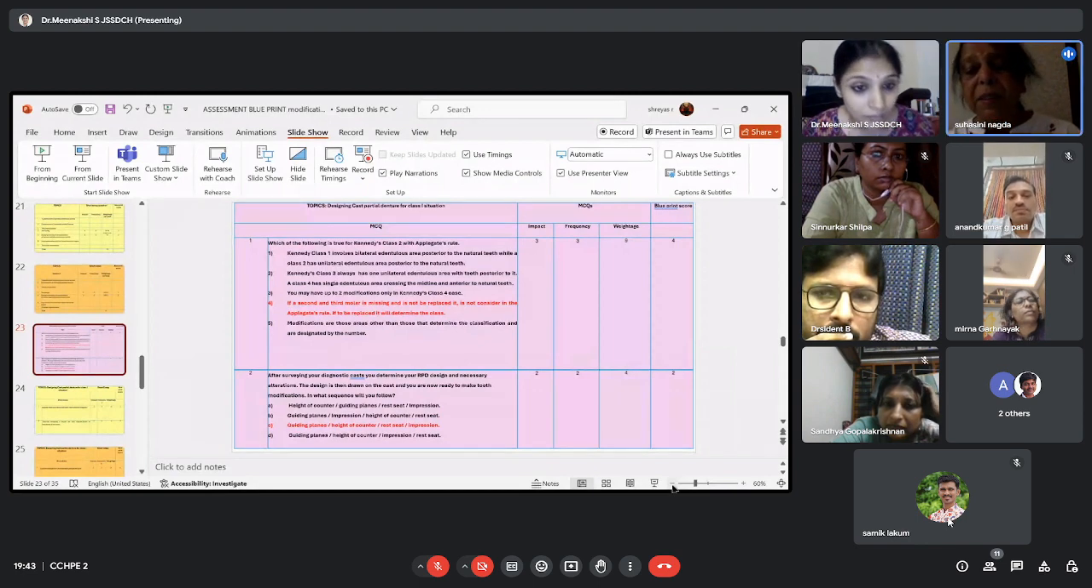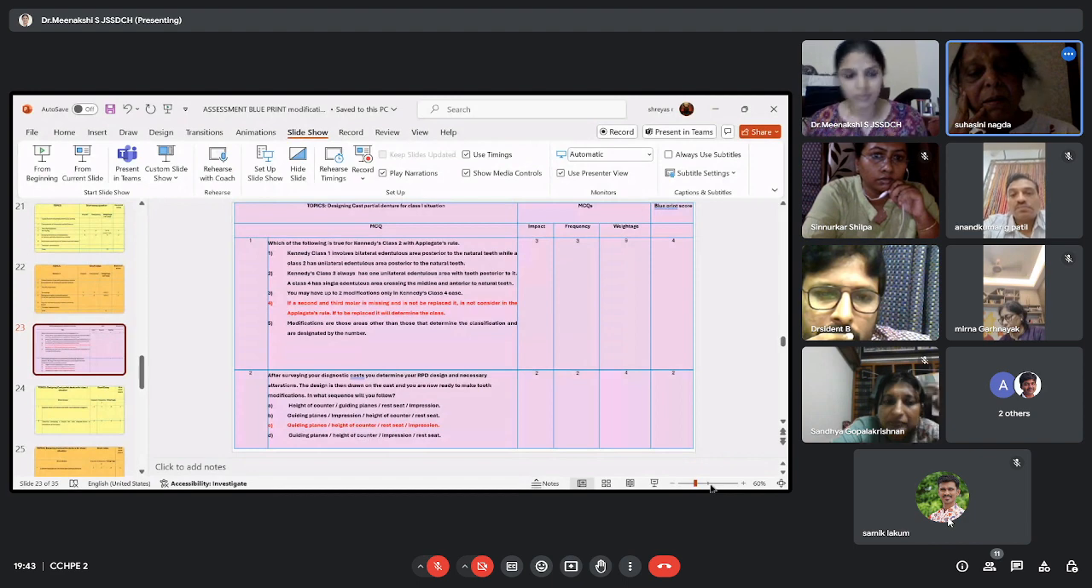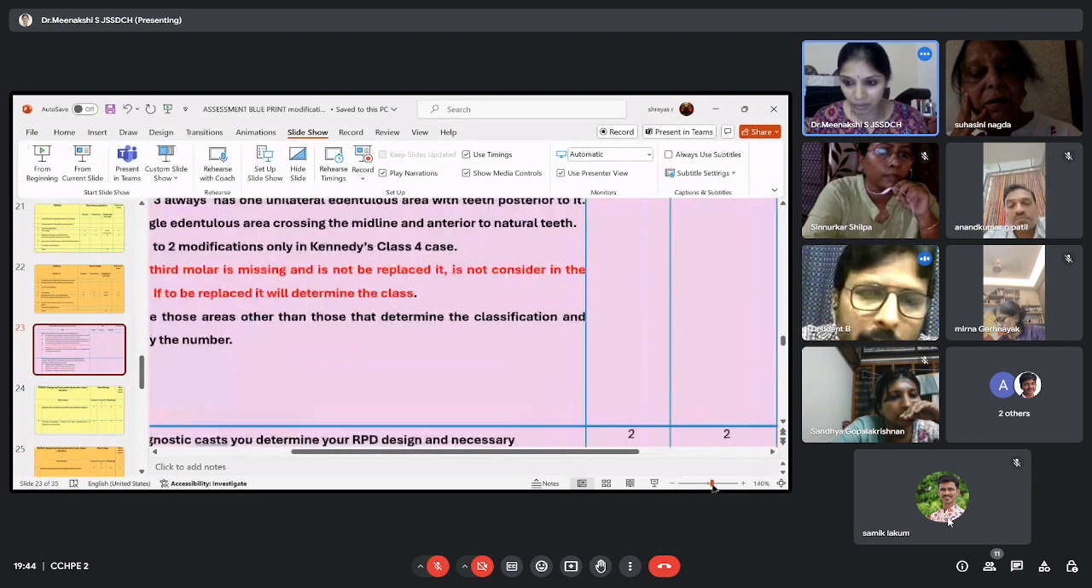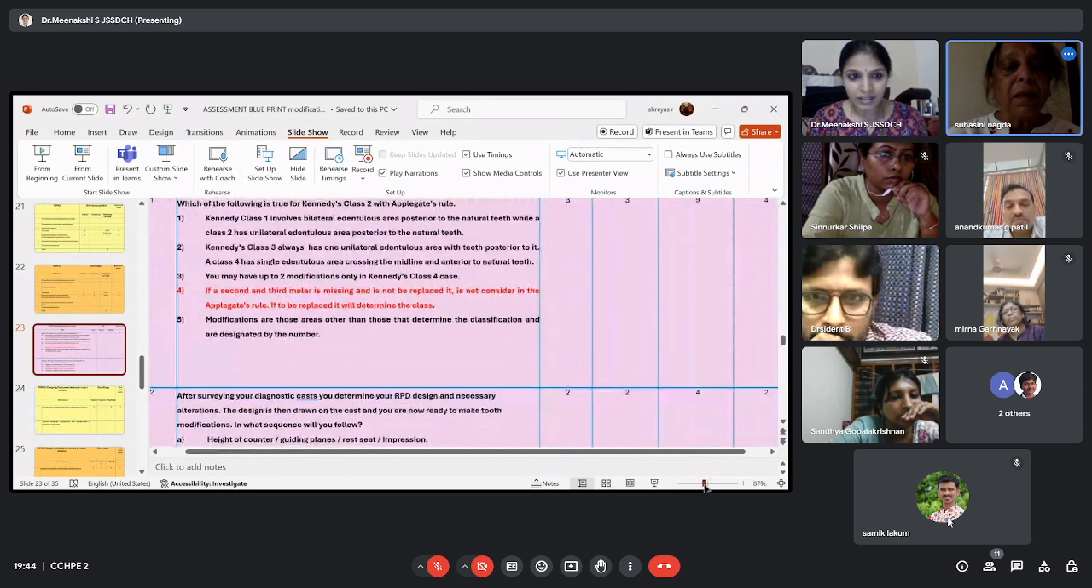Can you increase the percentage, please? Okay, ma'am. Only of the writing. Okay. Can't read. One minute. Meenakshi madam, you can drag that scroll to left side. Yes, doing. Okay, ma'am.